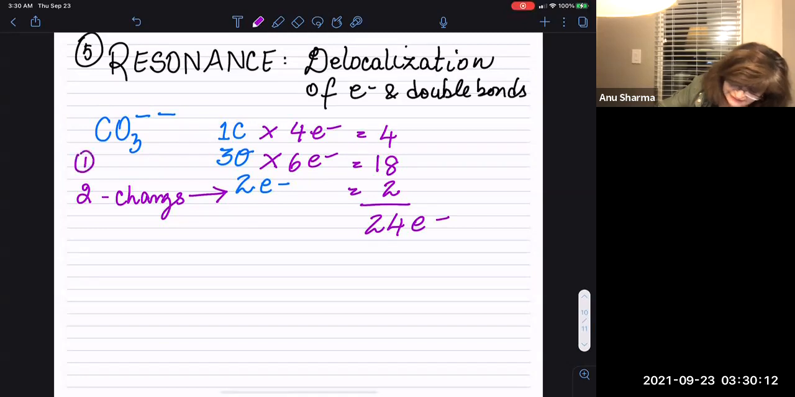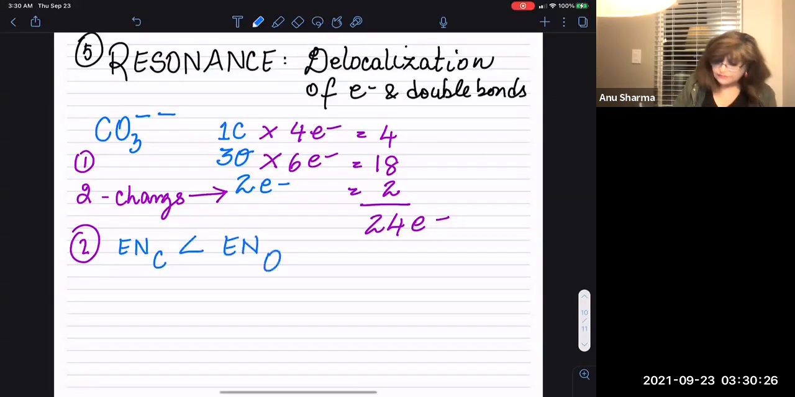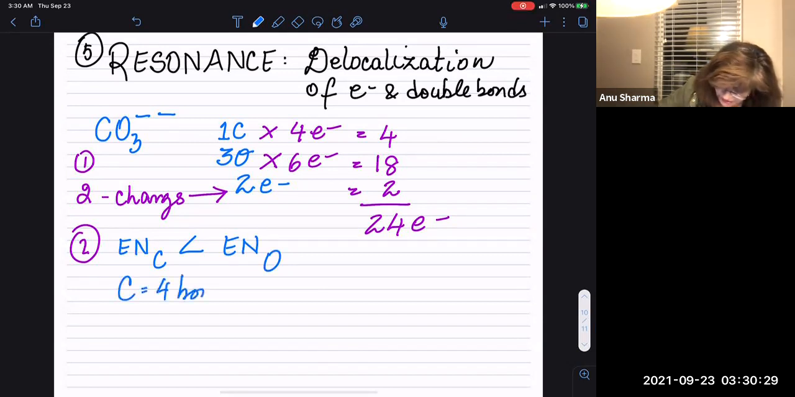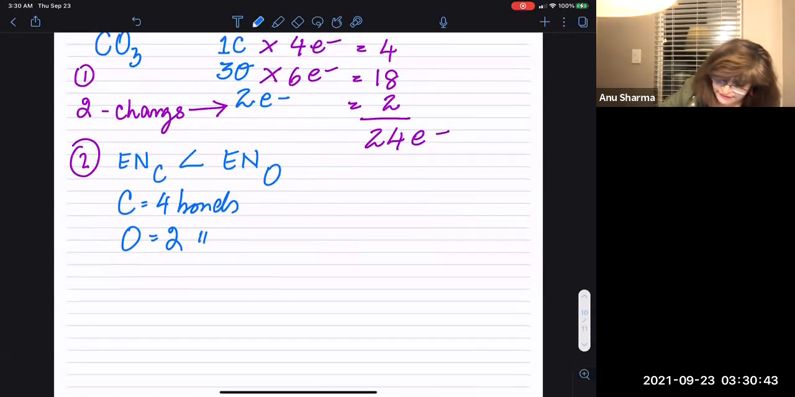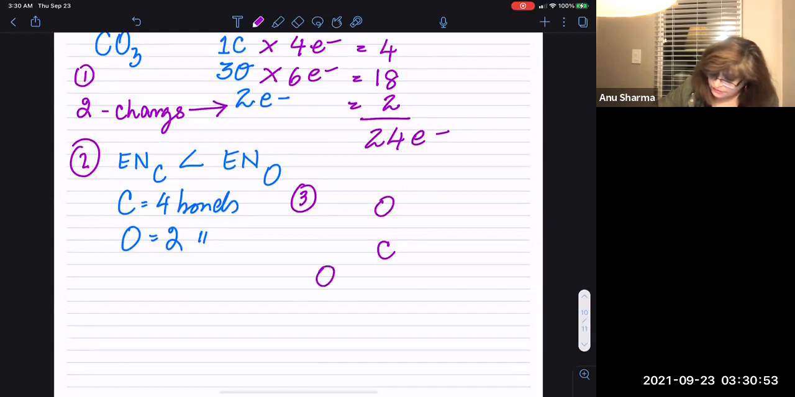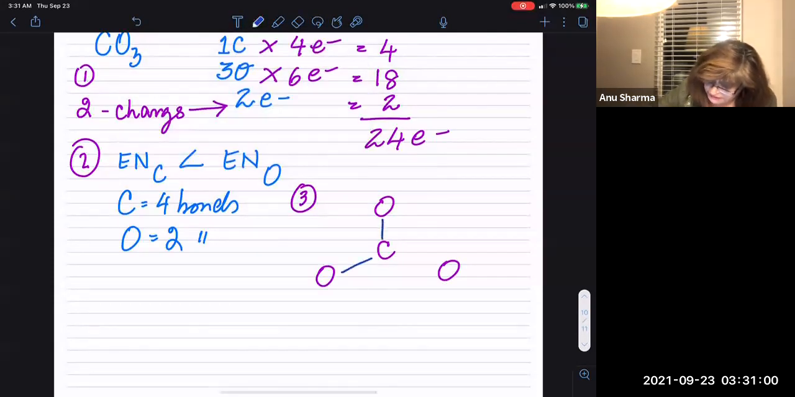Next, should carbon be in the center or oxygen? Obviously, the electronegativity of carbon is less than the electronegativity of oxygen. Carbon makes 4 bonds. Oxygen makes 2 bonds. So by virtue of that, carbon gets to be in the middle, and you have the 3 oxygens on 3 sides. All right, and now connect them. Single bond, single bond, single bond.